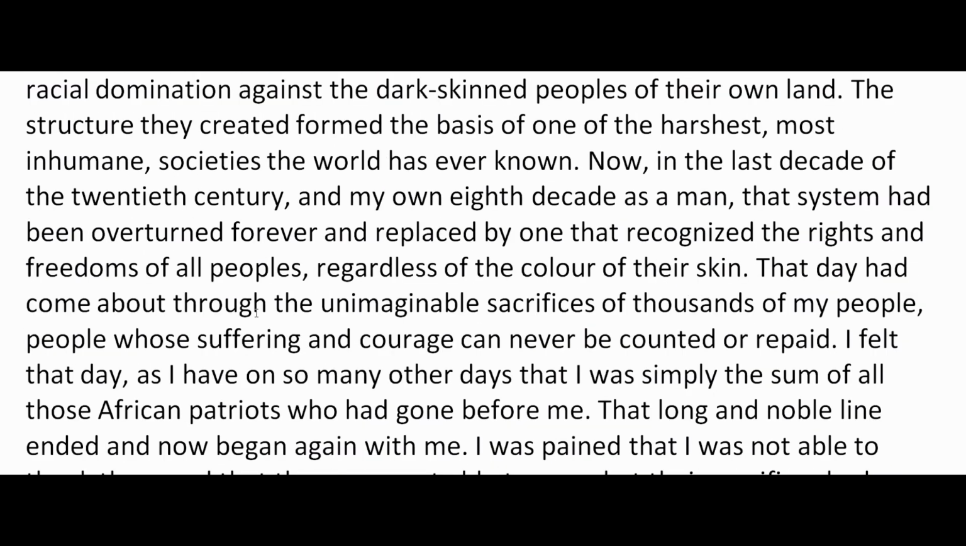That day had come about through the unimaginable sacrifices of thousands of my people whose suffering and courage can never be counted or repaid. Now Nelson Mandela is saying that whatever freedom we got, whatever we have achieved, this is all because of the sacrifices of thousands of my people. So many people sacrificed their lives, and due to their sacrifices, we have achieved this freedom, and their sufferings, their courage cannot be counted or repaid. We cannot count their sufferings, and we cannot repay their courage.